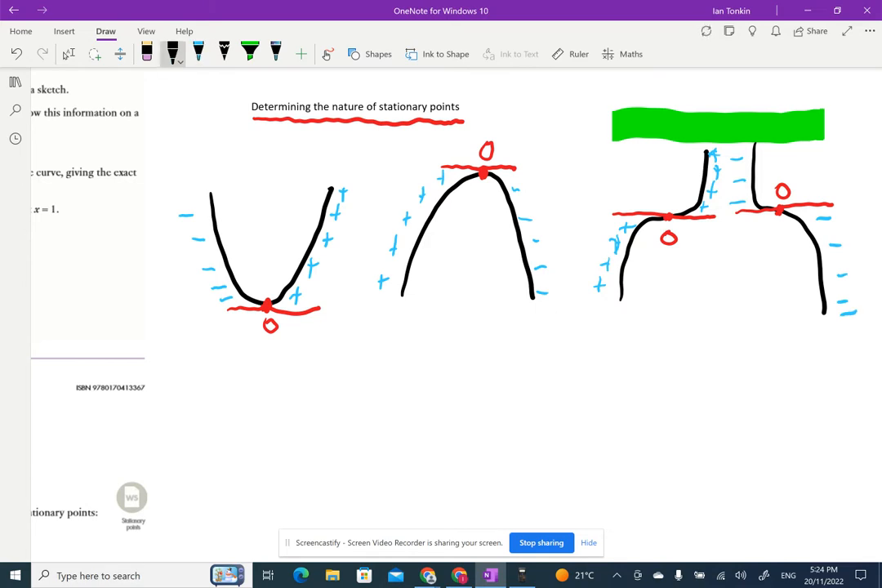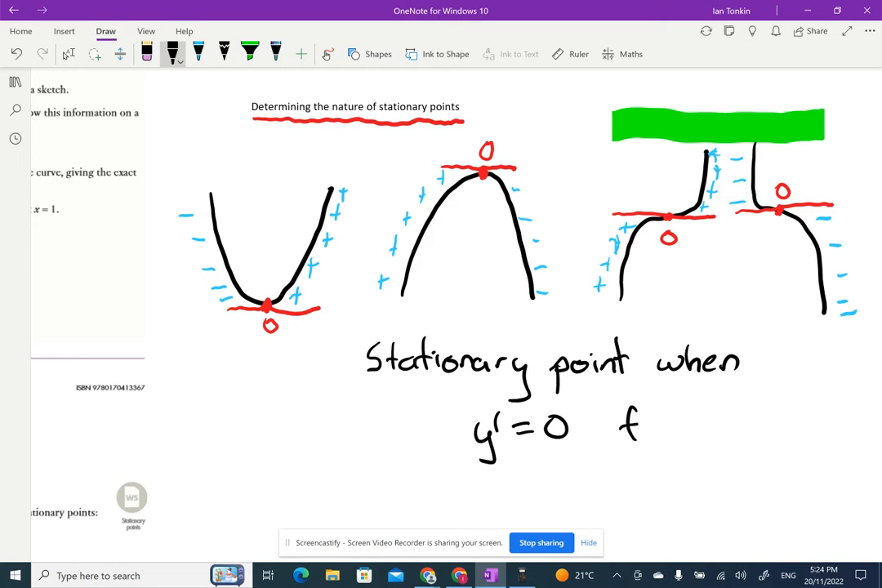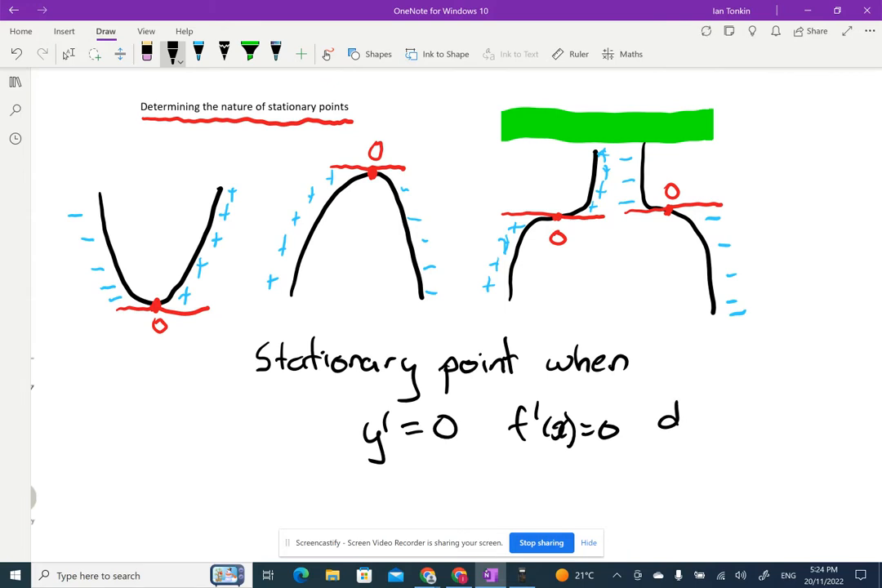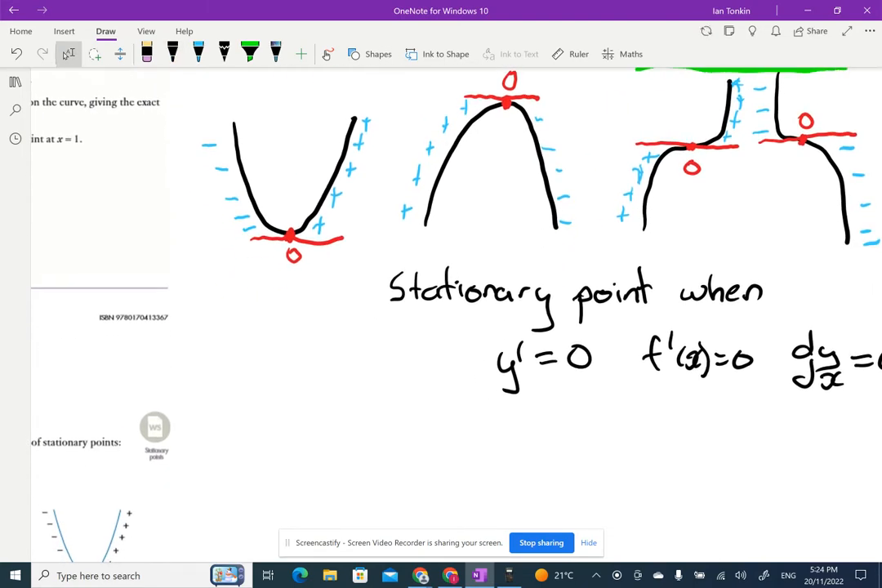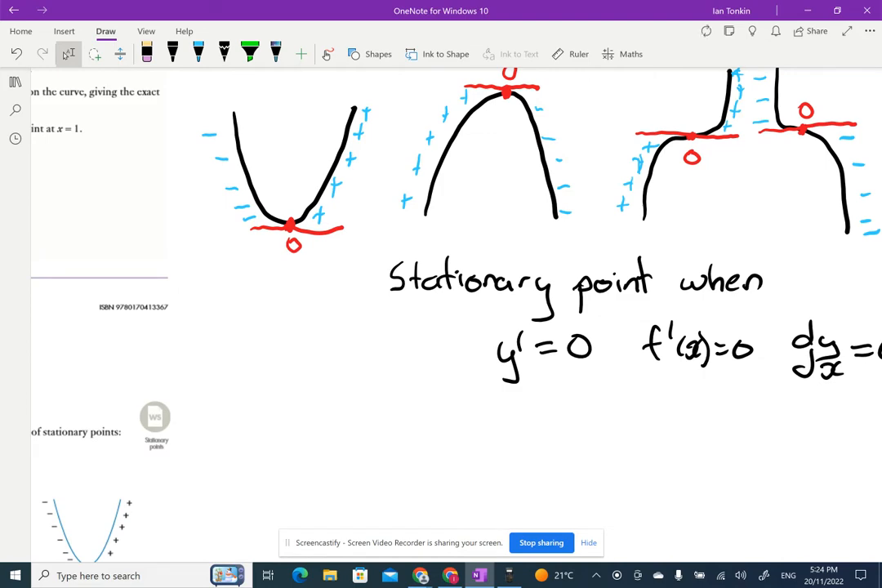So, I get a stationary point when the first derivative, y dash, equals 0, or f dash of x equals 0, or dy dx equals 0. When any of those things happen, I get a stationary point. Now, here, the nature of this stationary point.